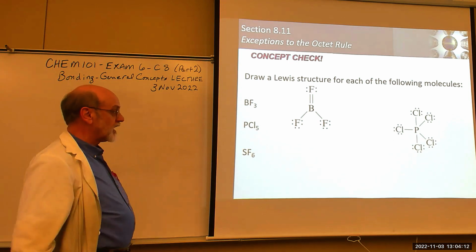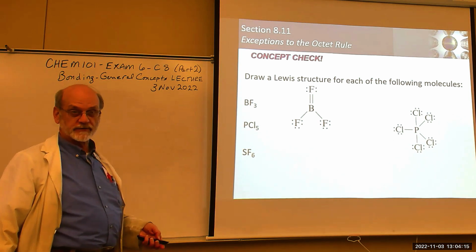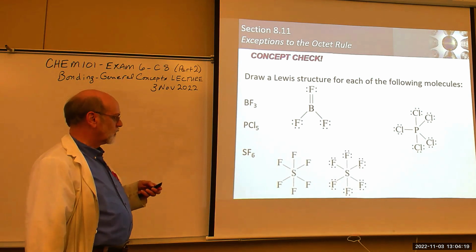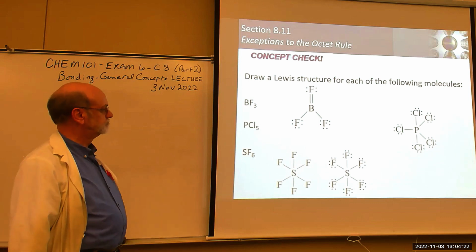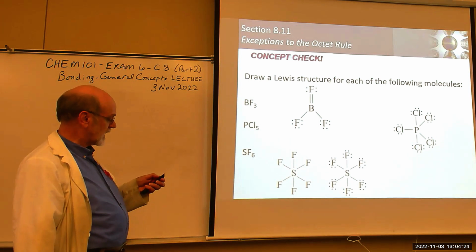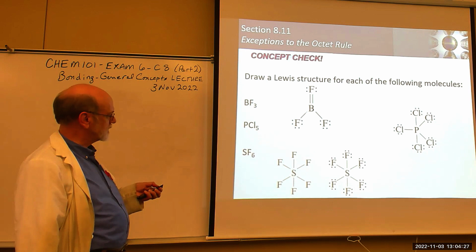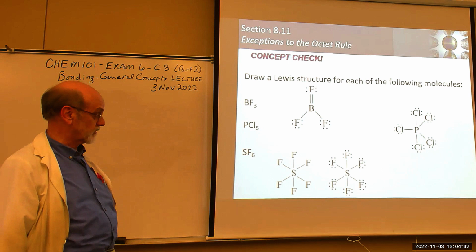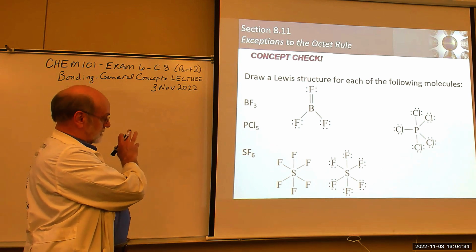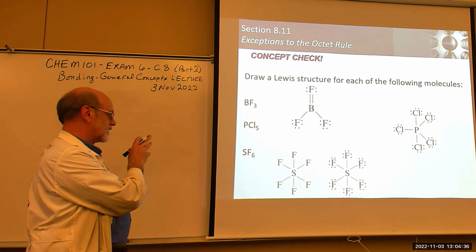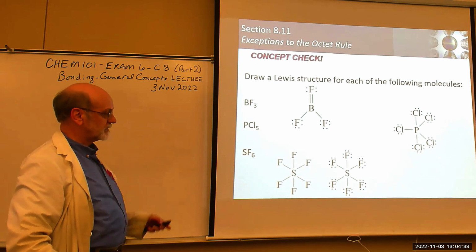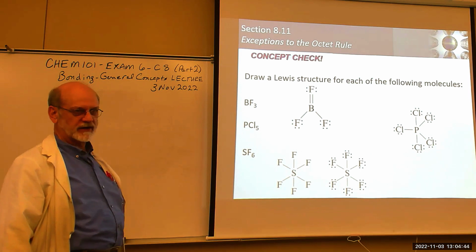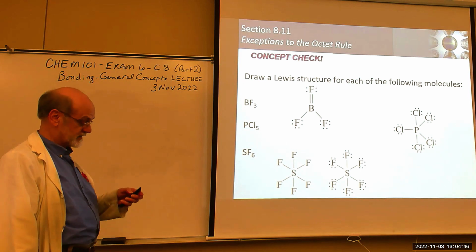There's an excess for phosphorus. It has available d orbitals. And there's sulfur hexafluoride. In this case, let's see, 2, 4, 6, 8. In this case, boron does get its octet. So it's not violating the rules. But phosphorus pentachloride and sulfur hexafluoride, they exceed the octet. Let's put it that way. There's no violation there because it really does exist.